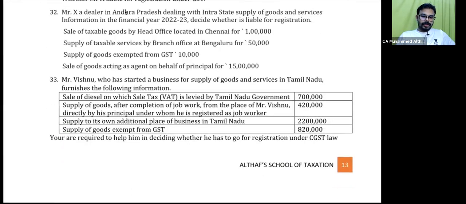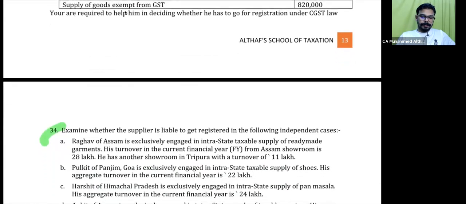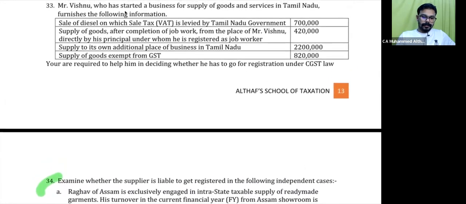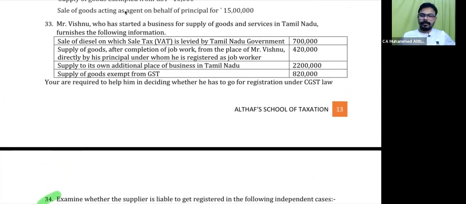Then the next one you have to do is question number 33. Do it. Anybody tell me this one? Question number 33. Tell me the aggregate turnover. Other things I'll discuss. Tell me the aggregate turnover. How much is the aggregate turnover?